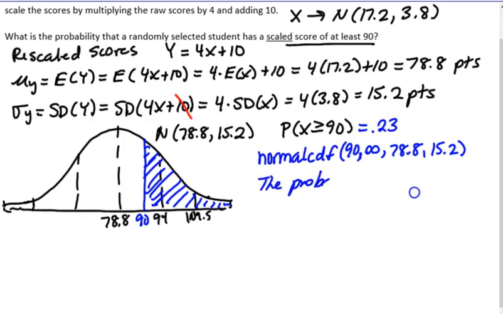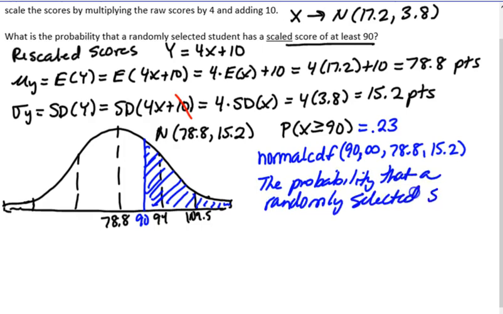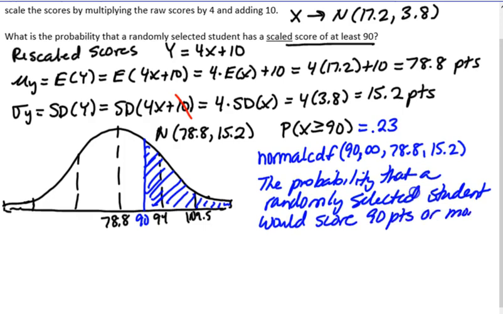The probability that a randomly selected student would score 90 points or more is about 23%. Or you could say about 23% of the students would score 90 points or more. So there would be an example of a rescaled normal model.